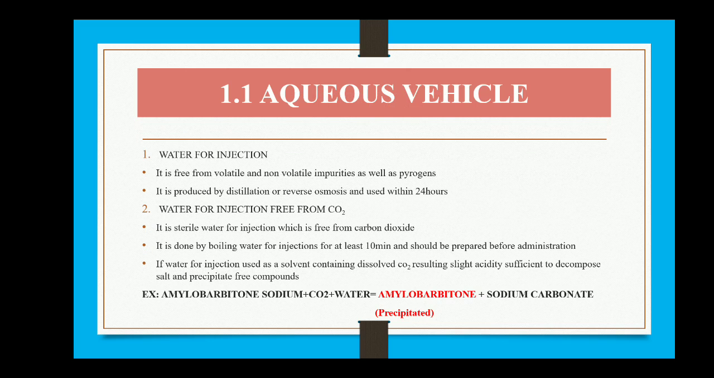Moving on to the different types of vehicles, the first type of vehicle is the aqueous vehicle. Let us see different examples of aqueous vehicles used in the preparation of parenteral products. First example is water for injection. It is free from volatile and non-volatile impurities as well as pyrogen. It is produced by distillation or reverse osmosis and is used within 24 hours.